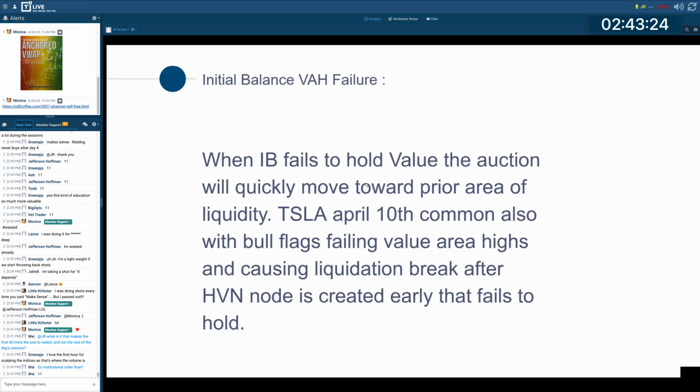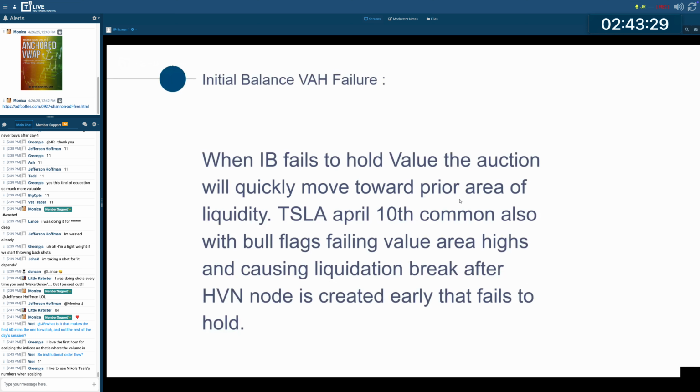Okay, so when the initial balance fails to hold value, the auction will quickly move toward a prior area of liquidity. A lot of times that prior area of liquidity is a prior day's point of control or a high volume node in the middle of the opening range drive that could be value area low, or it could be beneath value area low. That's where moving averages in conjunction with multi-day VWAP and volume profile become essential. Okay, does this one make sense?